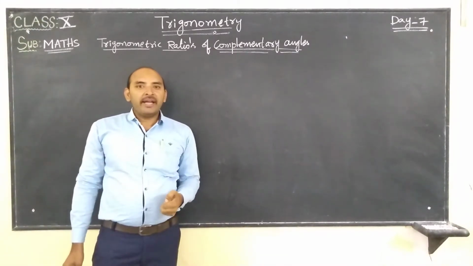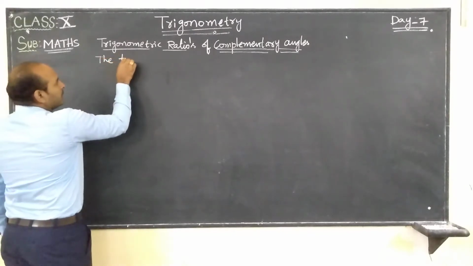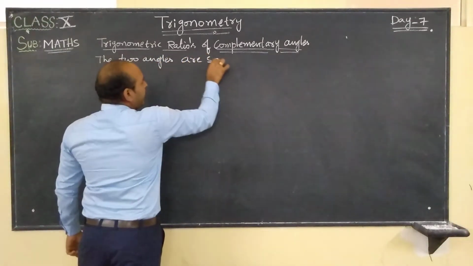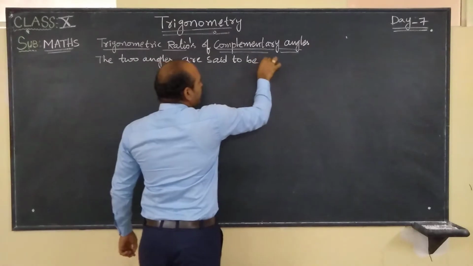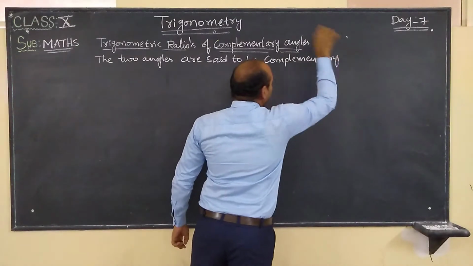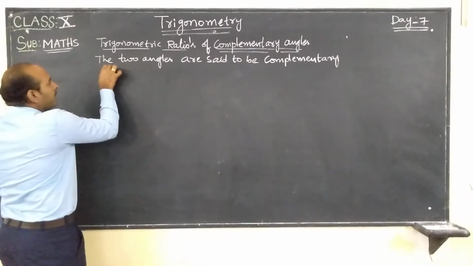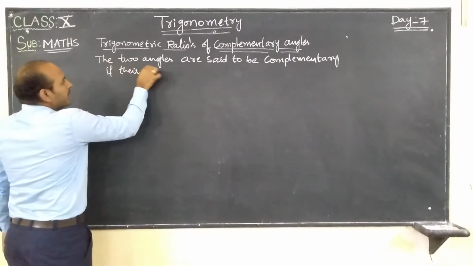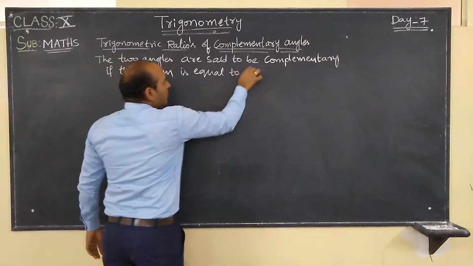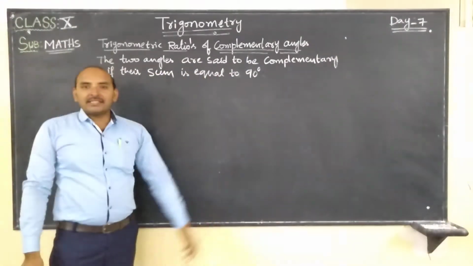What is meant by complementary angles? Two angles are said to be complementary if their sum is equal to 90 degrees. Sum of two angles is equal to 90 degrees.